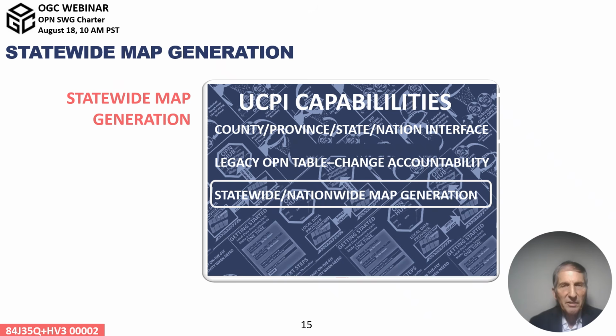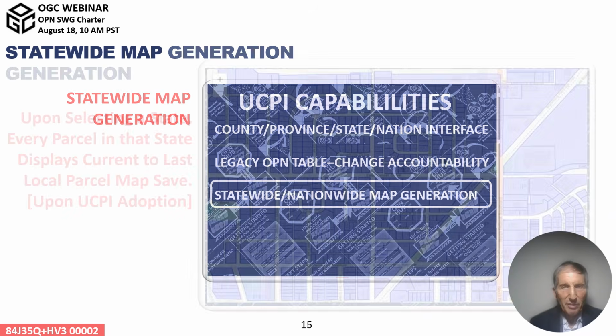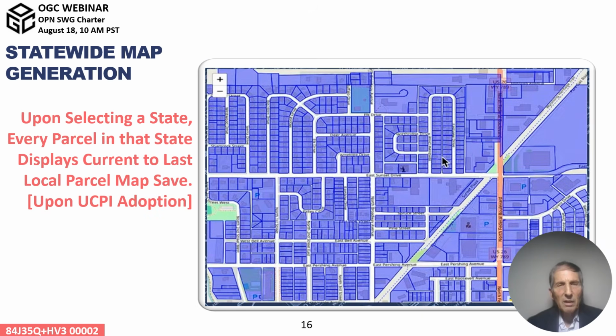Now let's look at statewide map generation. Upon selecting a state, every parcel in that state displays current to today's last save upon broad adoption of UCPI.